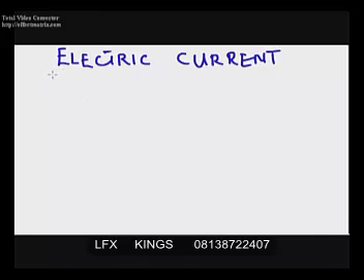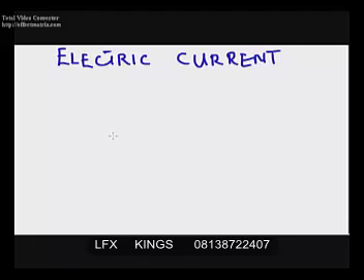We're here to discuss the topic on physics, and that topic is electric current. Before we talk about electric current, let's actually see what happens in a DC circuit, in an electric circuit.